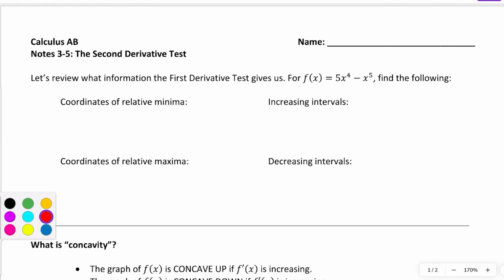So if we have 5x to the fourth minus x to the fifth, we're going to find the first derivative, and we can do that using the power rule. So the first derivative would be 20x cubed minus 5x to the fourth.